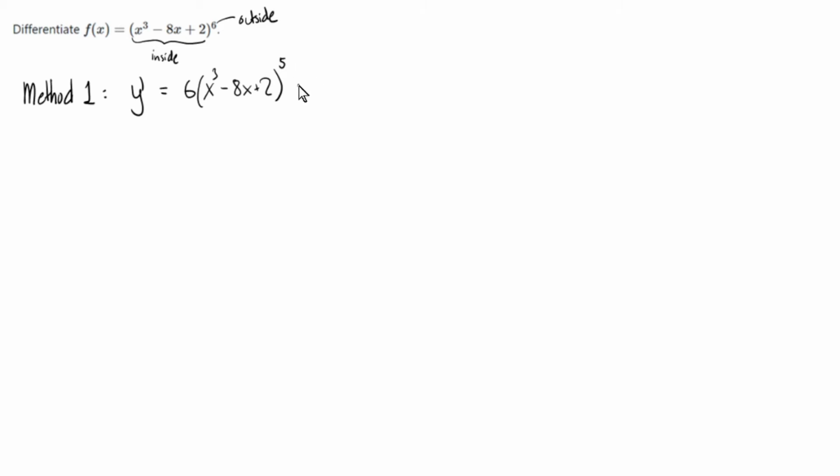Then times the derivative of the inside function, which is x cubed minus 8x plus 2 prime. If we evaluate this derivative, we have 6 times x cubed minus 8x plus 2 to the power of 5 times 3x squared minus 8. So that's going to be the derivative of the following function.